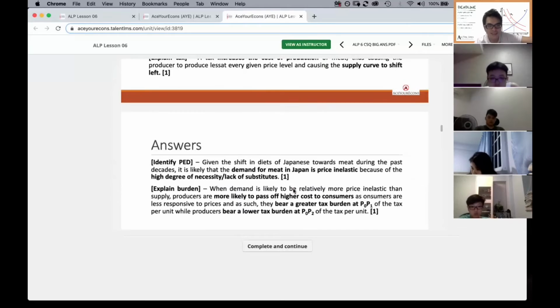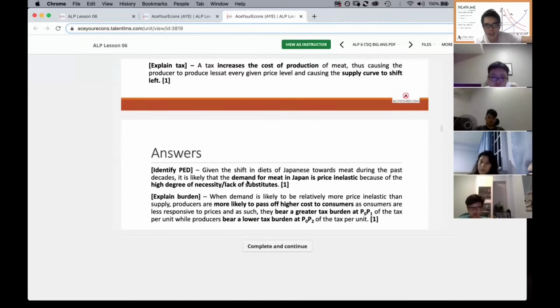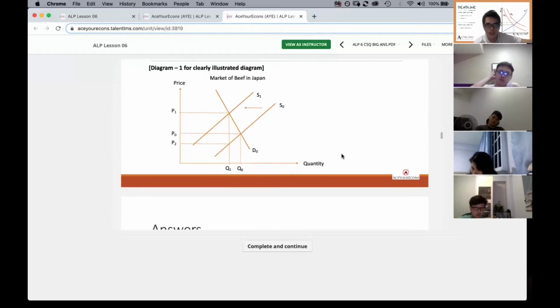Next, you are supposed to illustrate the value of the PED. Like what Jun Kiet has mentioned, demand for meat is likely to be price inelastic due to a specific determinant, and in this case, it is more likely to be a high degree of necessity. I don't quite agree with lack of substitutes, but this is given in the original answer key. So for these two, I will give you marks. You can actually see that this is the diagram.